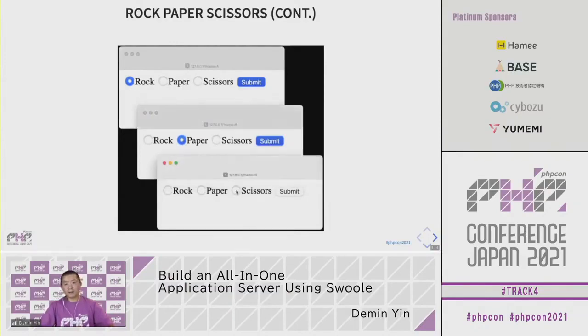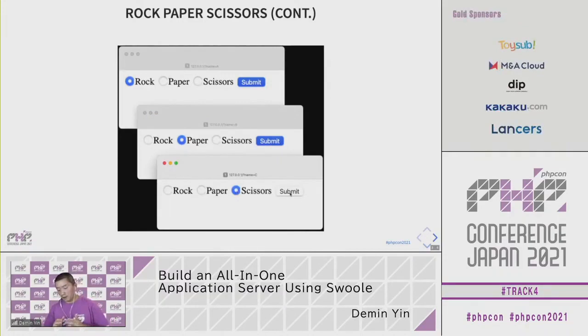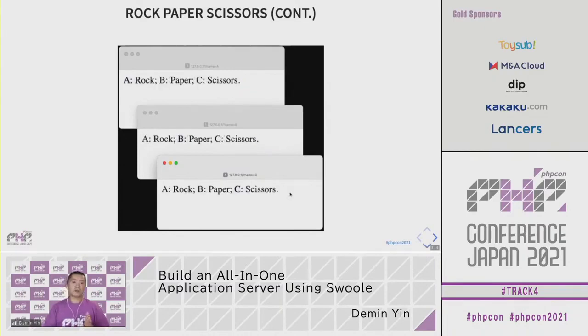Now, player C makes a choice, clicks the submit button. Once player C clicks the submit button, the server has received all choices from those 3 players. It should return a response to each of those 3 players at the same time, just like this. So we need to build a game, an online game like this. How are we going to do it?